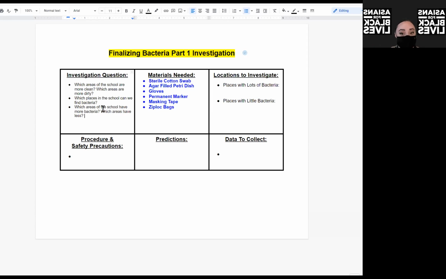I'm going to wear gloves. Permanent marker is going to be used to label the dish so I can remember where each dish's sample came from in the school. And then I put the lid on the dish and I cover it in masking tape and put it in a Ziploc bag to make sure that the bacteria stay inside the dish and don't grow and start to move outside of it.